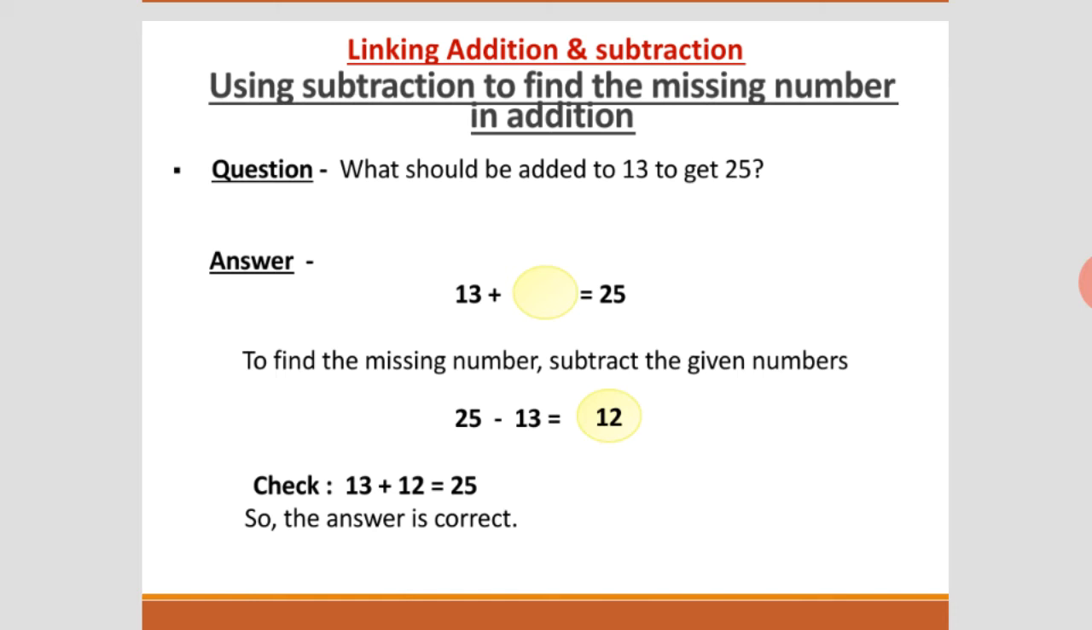Now find the missing number, subtract the given number. Here we have 25 and taken away 13 is 12. The number 25 minus 13 is equal to 12. 13 plus 12 is equal to 25. So here the answer is correct.